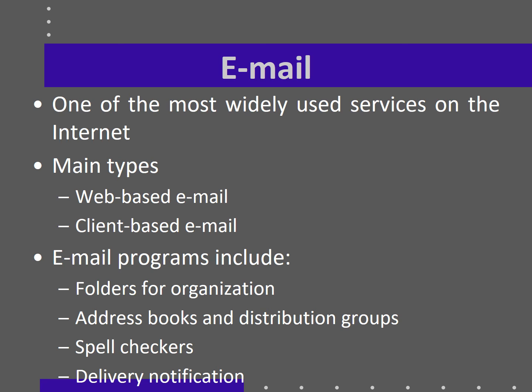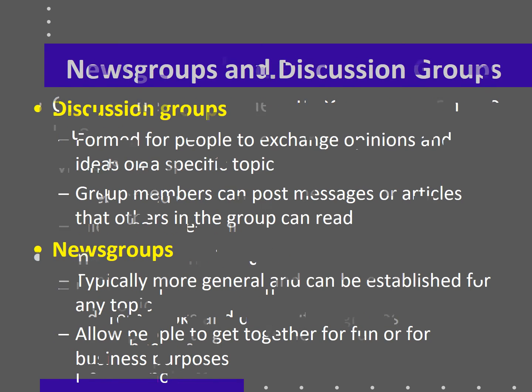Then we see email. It is one of the most widely used services on the internet. Main types of email are web-based email and client-based email. Email programs include folders for organization, address books, distribution groups, spell checkers, and delivery notifications.